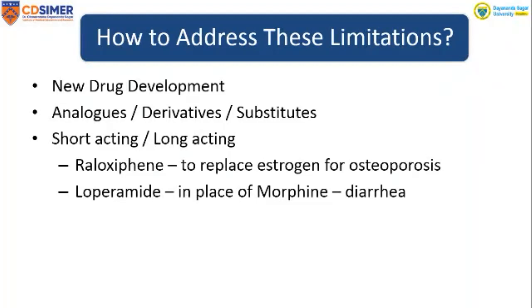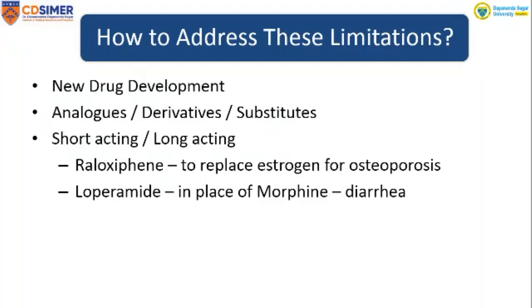This is how, if you see adrenaline, noradrenaline, dopamine, they all look alike, with only a little bit of changes here and there. In that way you are able to get all these active ingredients like dopamine, adrenaline, noradrenaline. They are all derivatives of the same molecule. Okay, so you can see estrogen. You can find an alternative to estrogen, that is raloxifene.